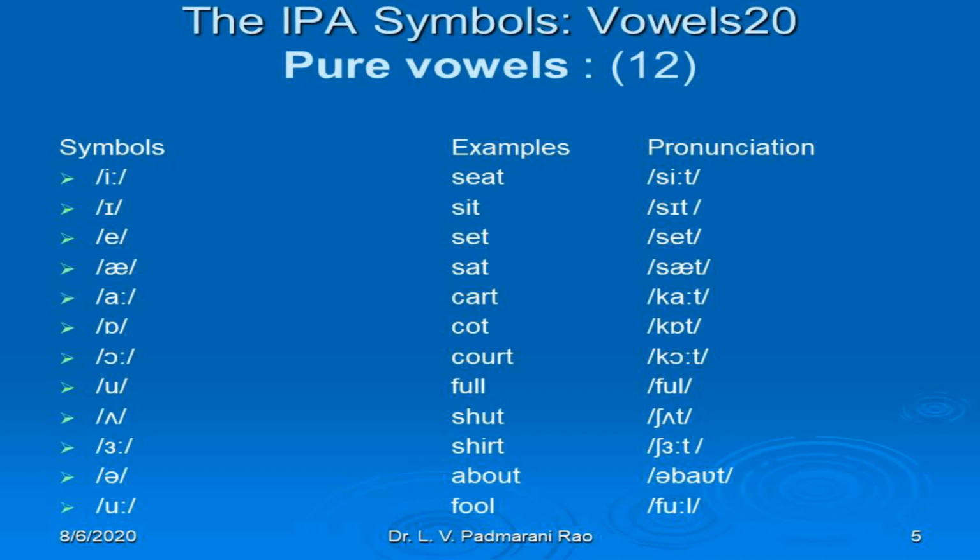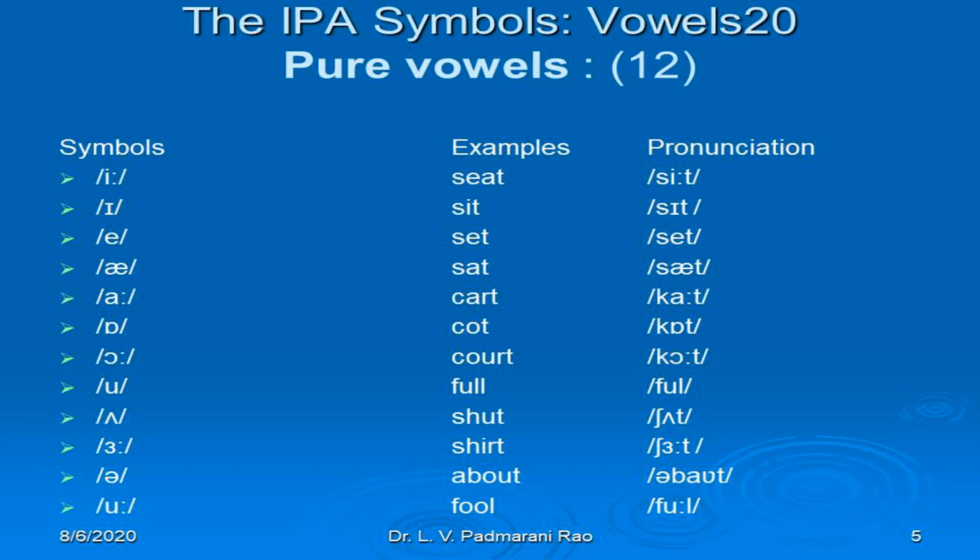The next sound is with the diacritic mark, so pronounce it for a longer time. As in cart, C-A-R-T, cart. Just round your lips slightly and pronounce it as o. Now we don't have this sound also. C-O-T, cot. A longer version of o is o with the diacritic marks. C-O-U-R-T, court. The next sound is u. F-U-L-L, full. Full.